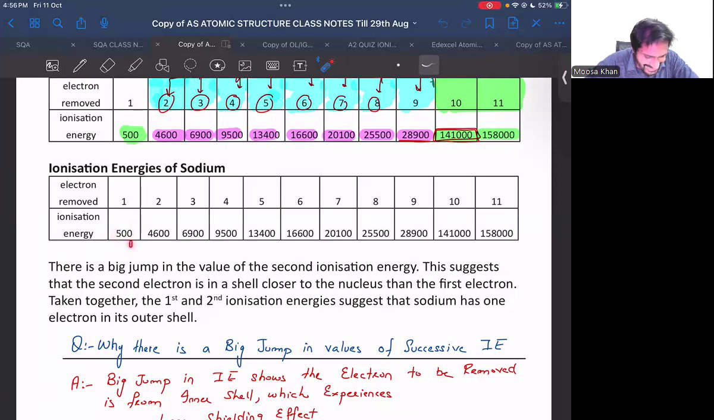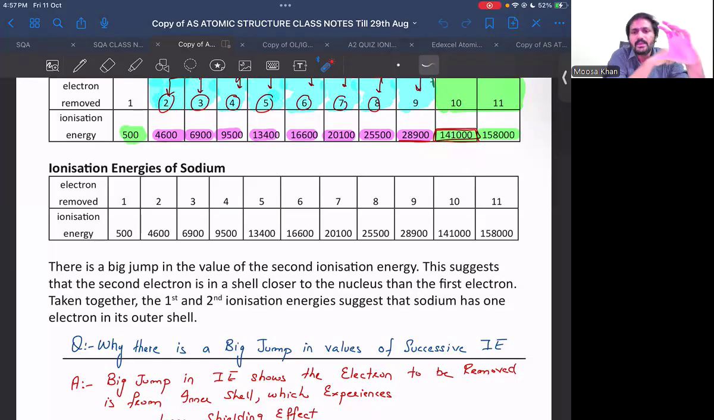But if you see the second ionization energy of sodium, it is showing a big jump. From 500, the value is 4600, because once we have removed one electron from the sodium atom, now the second electron that needs to be removed would be in the inner shell. So inner shell electrons experience lesser shielding effect, and secondly, they are closer to the nucleus. So obviously they would require a greater amount of energy to be removed. So the second ionization energy has a big jump compared with the first ionization energy.